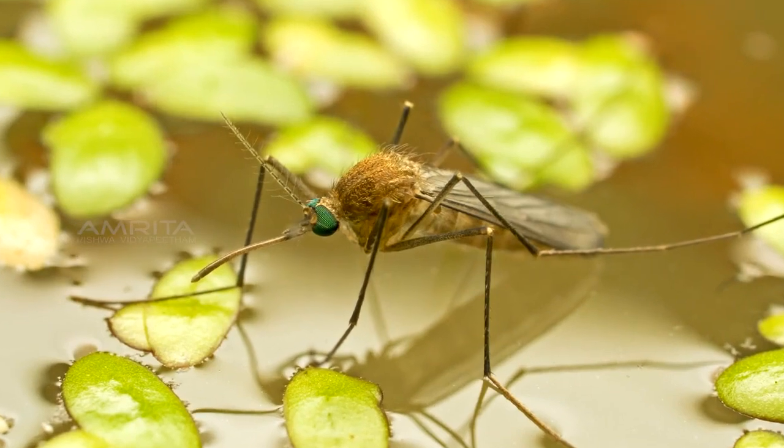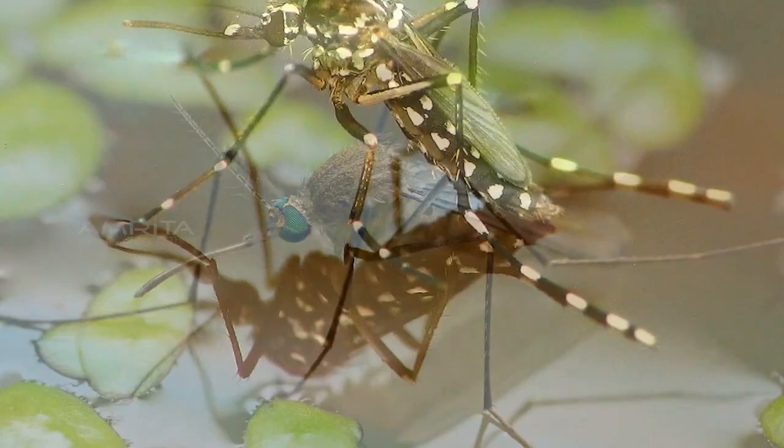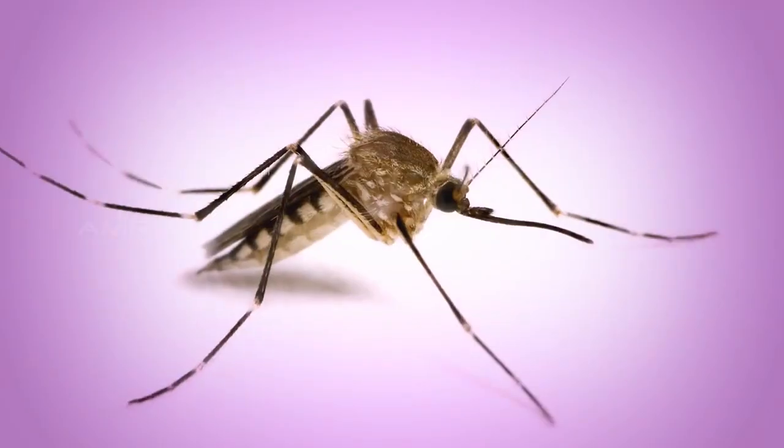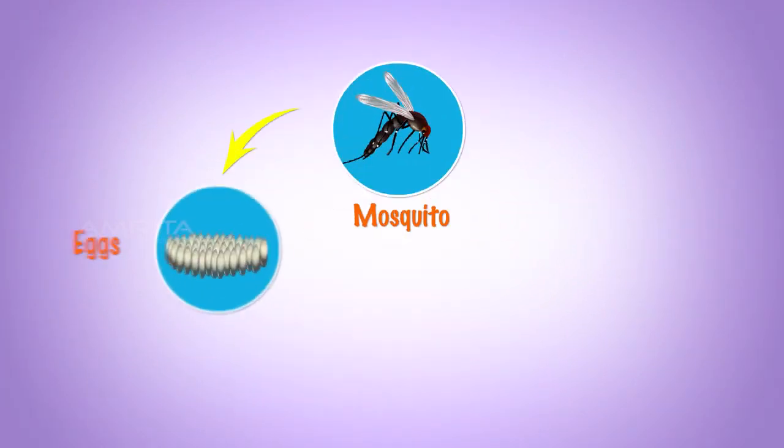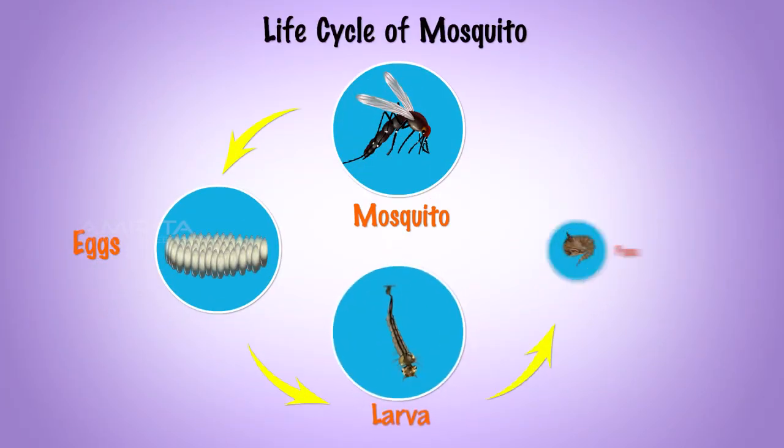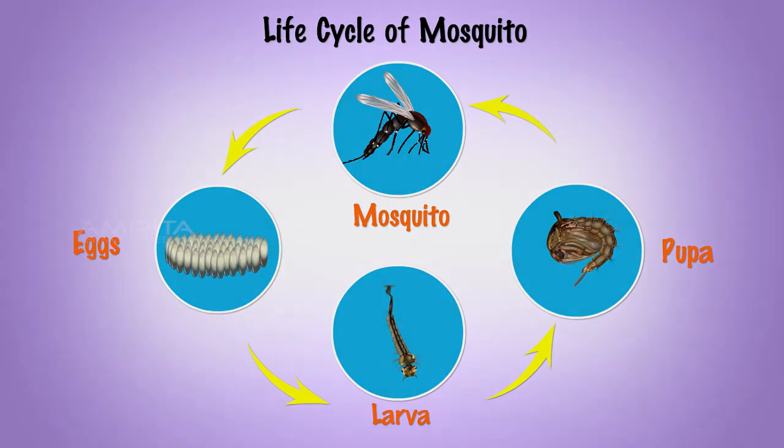Mosquitoes must have water in which to complete stages of their life cycle. We will now look at the 4 distinct stages of development in the life cycle of a mosquito. Egg stage.